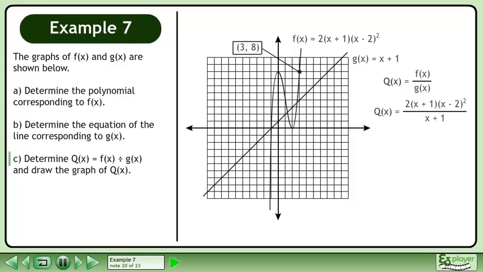Replace f(x) with 2(x + 1)(x - 2)^2, and replace g(x) with x + 1. Cancel out x + 1 in the numerator and denominator. The quotient is 2(x - 2)^2.